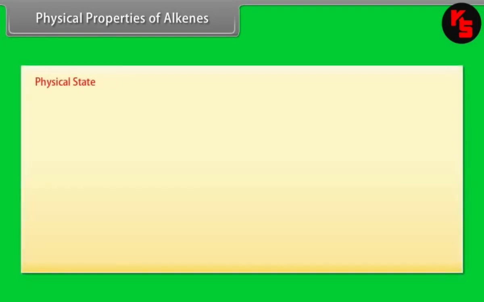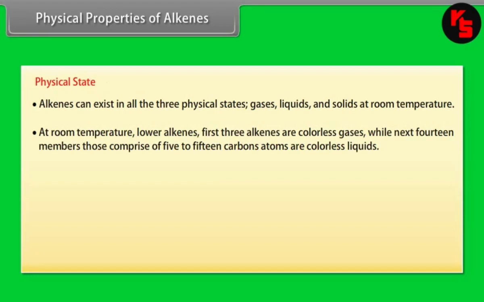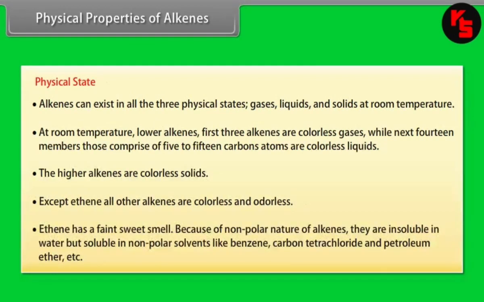Physical properties of alkenes. Physical state. Alkenes can exist in all the 3 physical states, gases, liquids and solids at room temperature. At room temperature, lower alkenes, first 3 alkenes, are colorless gases, while the next 14 members, those comprised of 5 to 15 carbon atoms, are colorless liquids. The higher alkenes are colorless solids. Except ethene, all other alkenes are colorless and odorless. Ethene has a faint sweet smell.